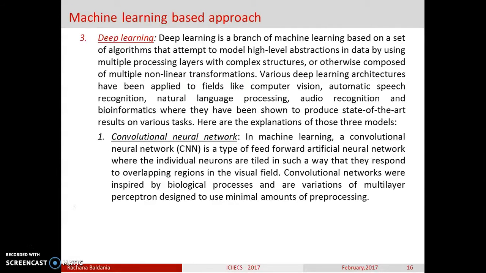First is convolutional neural network. In machine learning, a convolutional neural network is a type of feed-forward artificial neural network where the individual neurons are tiled in such a way that they respond to overlapping regions in the visual field. Convolutional neural networks were inspired by biological processes and are variations of multi-layer perceptron designed to use a minimal amount of pre-processing.